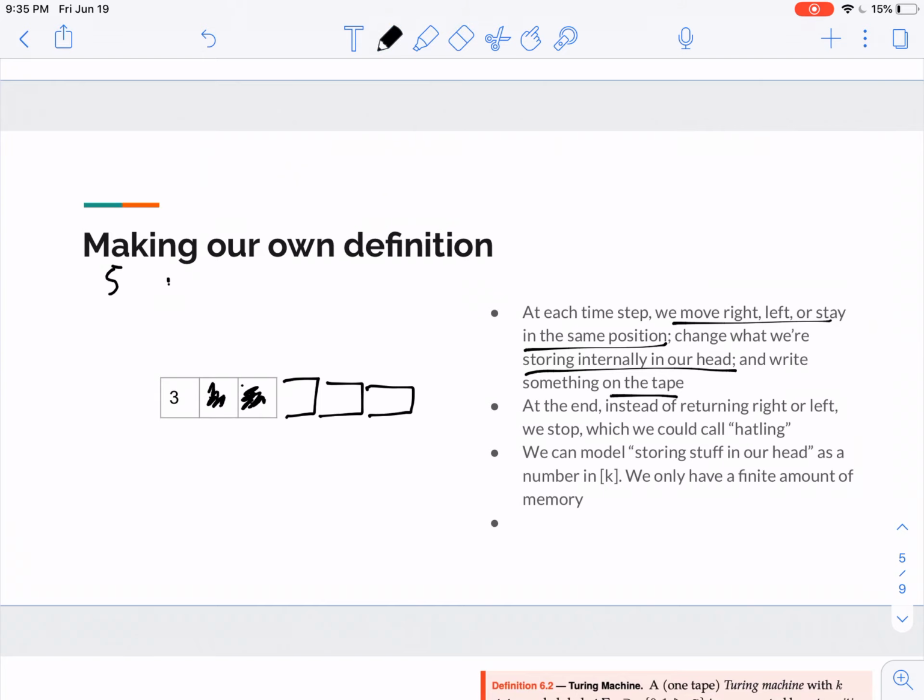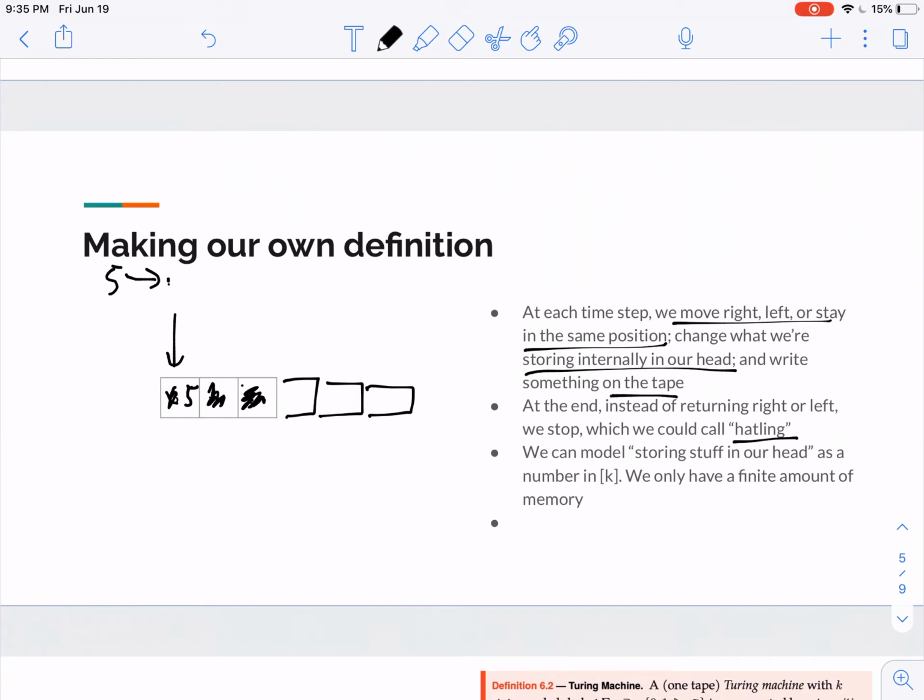At the 3, I still have 5 as the state in my head. And I'm going to cross out this 3, and I'm just going to write 5 in its place. And now I'm going to tell my supervisor I'm done. I finished the computation, right? And so we might call that halting. We'll say instead of returning move right or left at that step, we'll just return halt. I'm done. This is my answer.